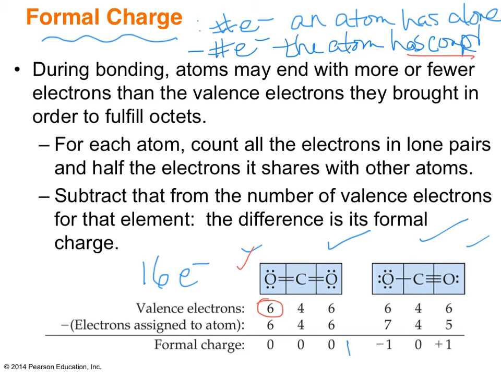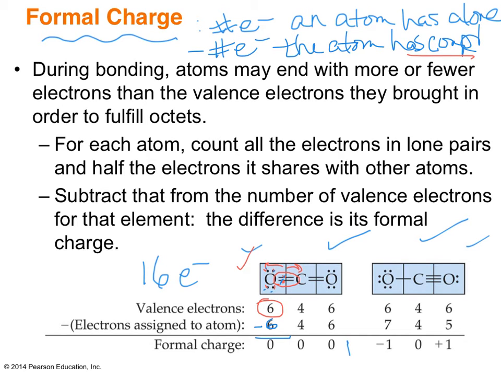So this is how you count. You count all lone pair electrons, so 1, 2, 3, 4, and then if it's a bond, you count half of the electrons. Half of them go to oxygen and half will go to the other atom, carbon. So it gets 1 electron from each of these bonds. So that means that oxygen in this compound has 1, 2, 3, 4, 5, 6.